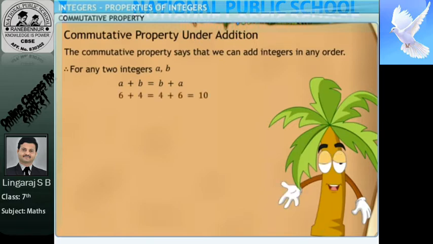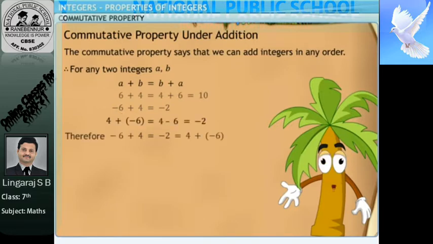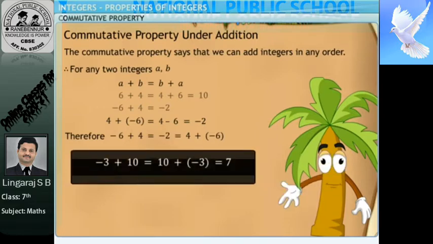In case of whole numbers, the sum of 6 and 4 is equal to the sum of 4 and 6, which is 10. Let's check whether this is true of integers. When we add two integers, for example, -6 and 4, the result is -2. If we change the order and add 4 to -6, is the result still the same? Yes, it is. Look at these examples as well.